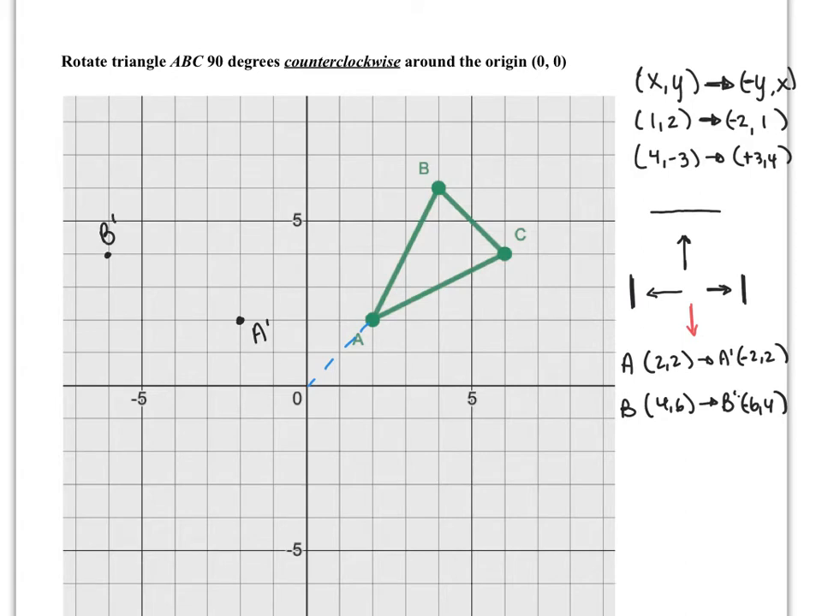And then for C, coordinates are 6, 4. So first I'm going to swap 4, 6, and then make the first one negative. And that would be C prime. And then I'm going to connect these with lines.